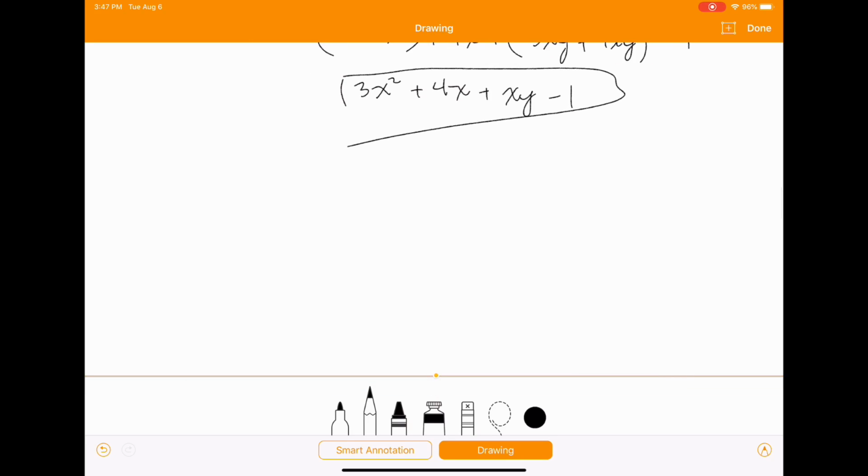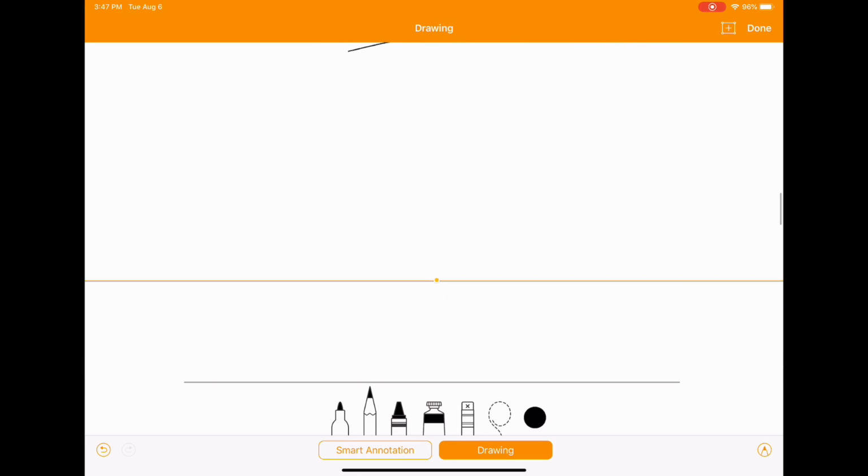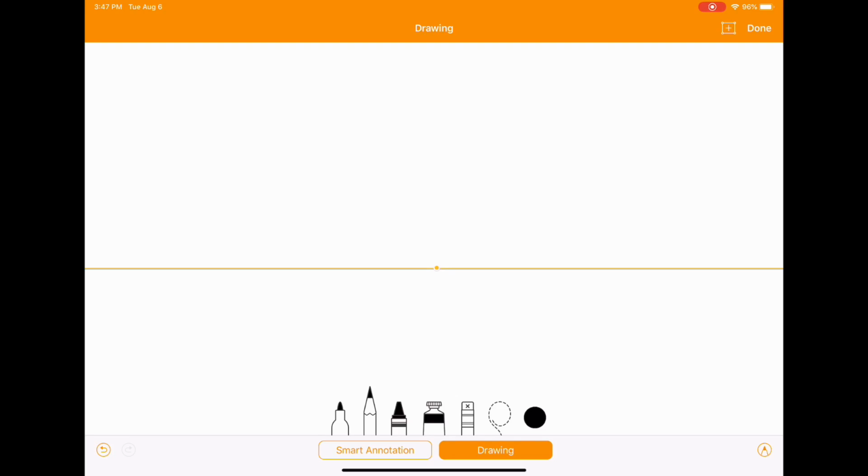So now that we know all those properties and all those operation rules, we can go ahead now and start solving equations.